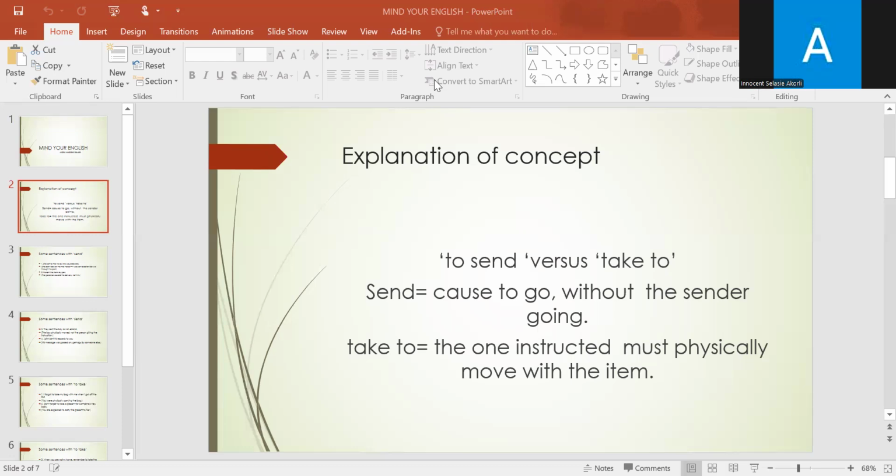When we say send something to somebody in the English language, it means that the person who received the instruction is to cause the thing to go without the person himself going. In other words, if you tell somebody, send this book to the room, you are indirectly telling the person to get the book to be taken to the room, but the person who received the instructions may not physically move to take the thing to the room. He or she must cause it to be taken there.